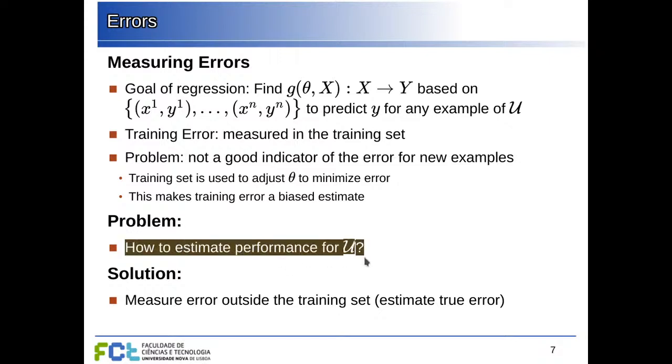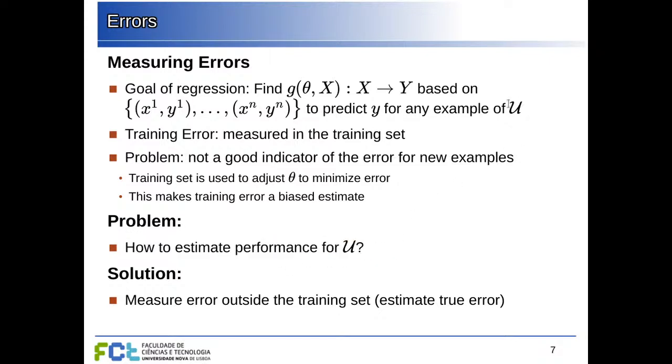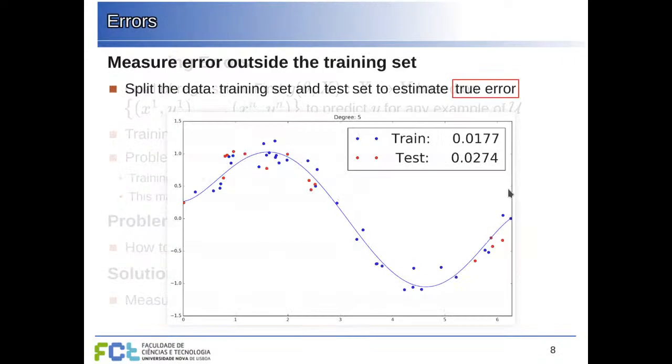So now, how can we estimate the performance outside the training set for all the universe of possible points we can meet? The solution is to measure the error outside the training set. This will give us an estimate of the true error, which is the actual average error the hypothesis will make over all the universe of possible points. So what we can do is to split our data into two sets.